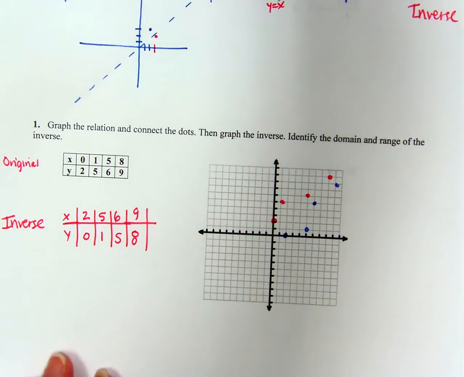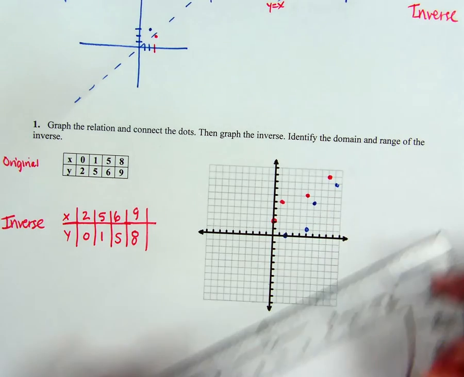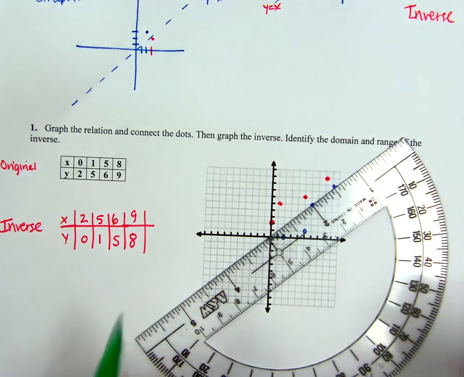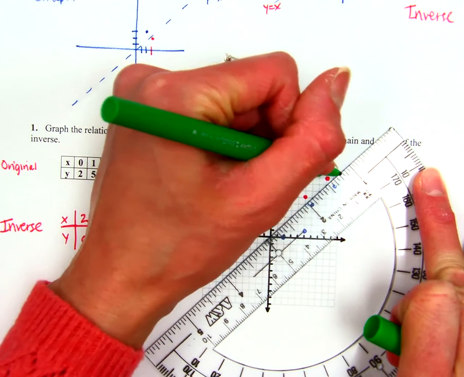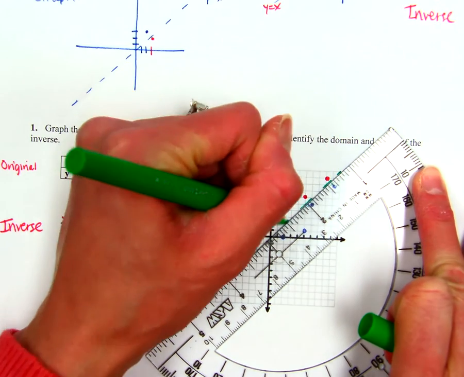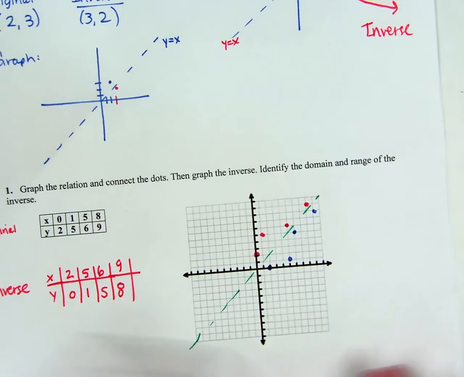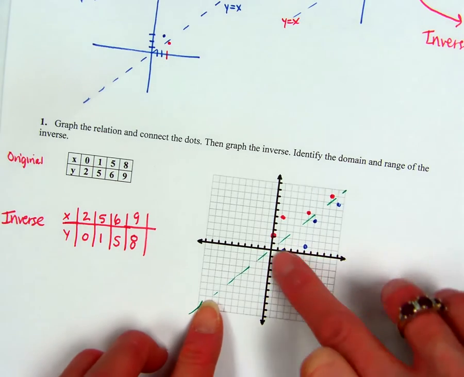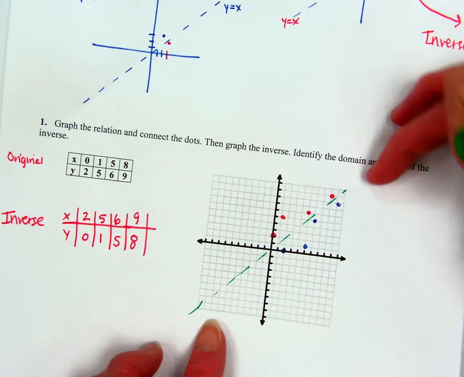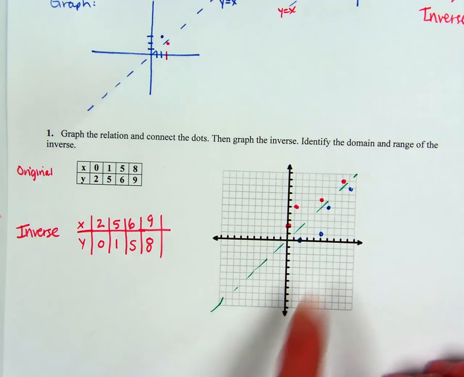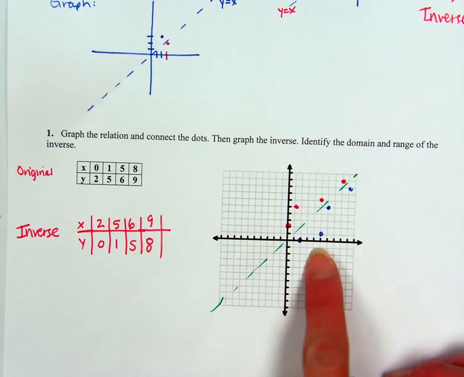All right, and then if I were to take my reference line, remember that line that we talked about, the line y equals x? You don't have to do this part. This is just to prove that it really does work. If I were to fold my paper over, all the blue points would end up on top of all the red points. So these points are the original. This is the inverse.